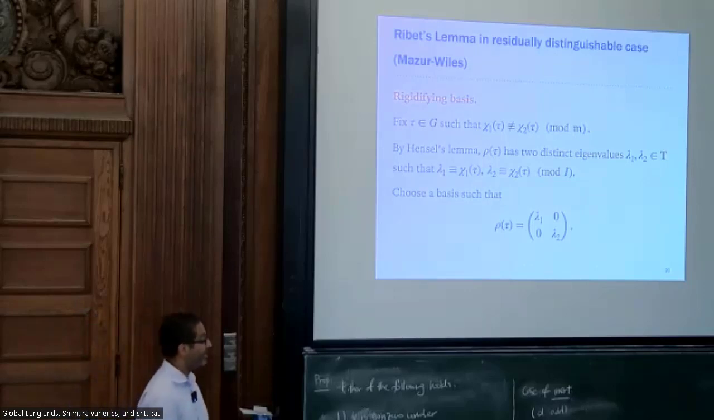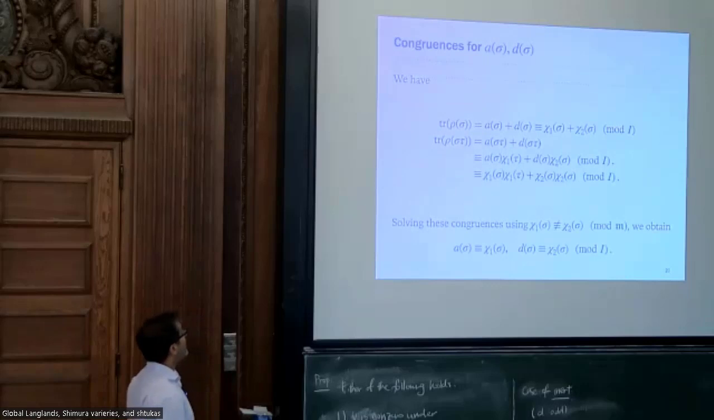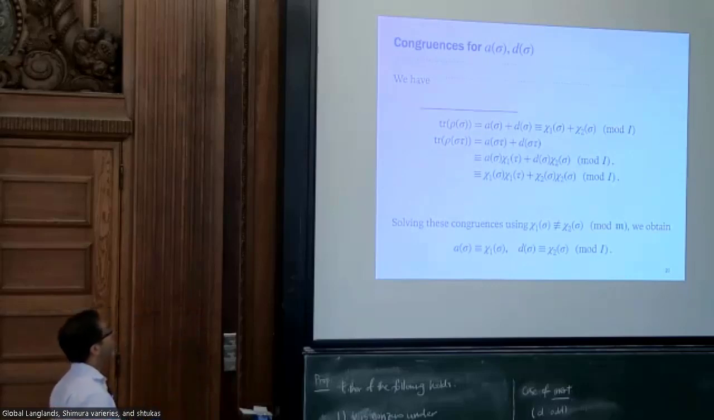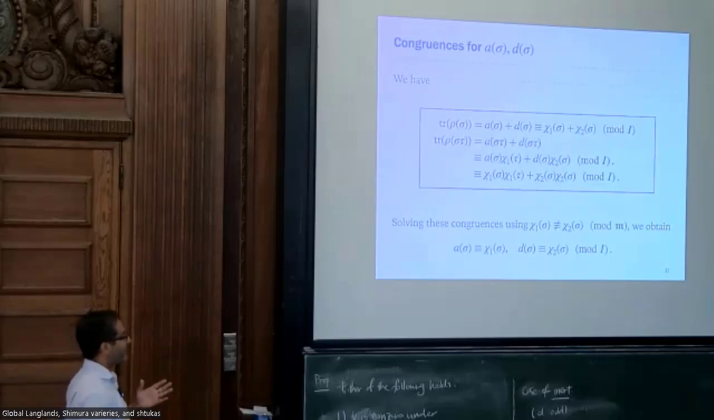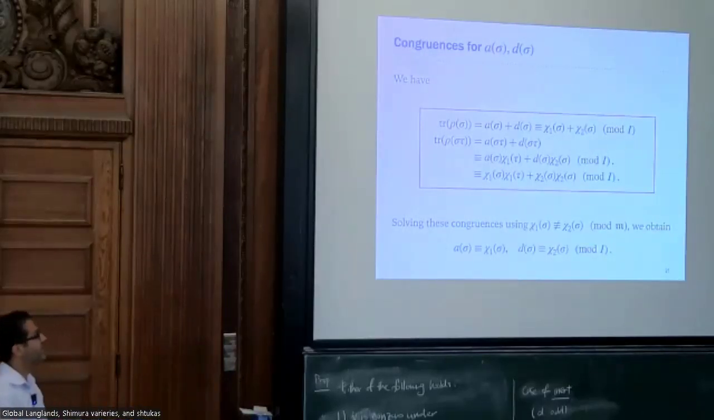So it has these two eigenvalues. Then you can get some information about a general... So I didn't say what A and D are. I should have said this. So then I write my representation as just A of sigma, B of sigma, C of sigma, D of sigma in that basis that I've fixed.